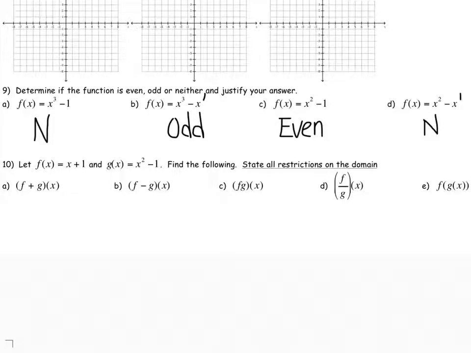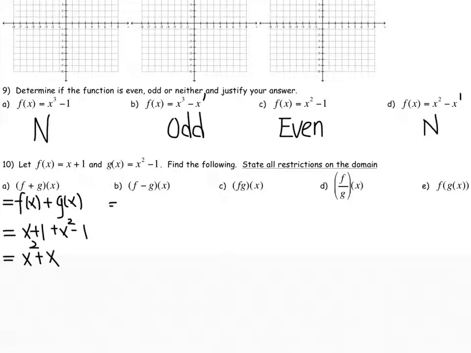Question number 10. You are given two functions, f of x and g of x. You're asked to do the calculation. So letter A, on your textbook it's written like this, but personally I like to write it in the format of f of x plus g of x. So this is function addition. Directly plug it in. What's f of x? We are given x plus 1. What's g of x? That's x squared minus 1. Try to put it in standard form. So that's going to be x squared plus x.